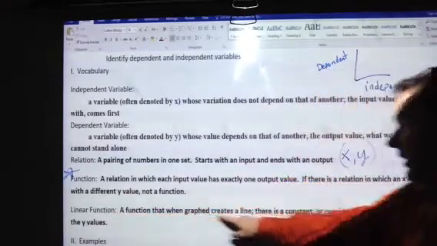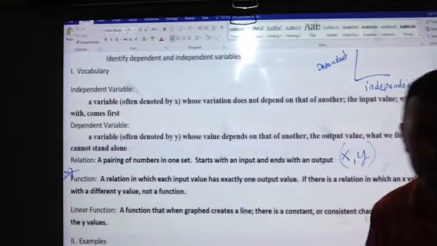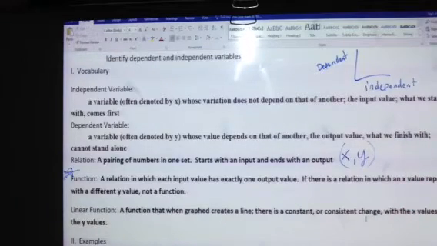And finally, linear function. This is a function that, when graphed, creates a line. There is a constant or consistent change with the x values and the y values. And we'll see that in some of the examples we look at.